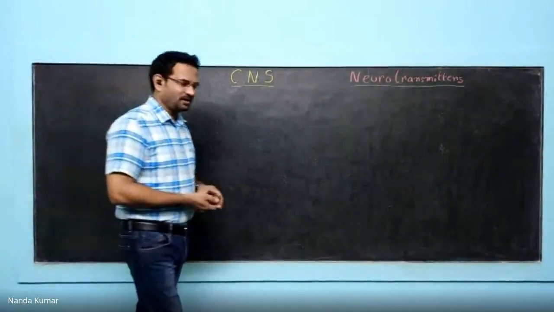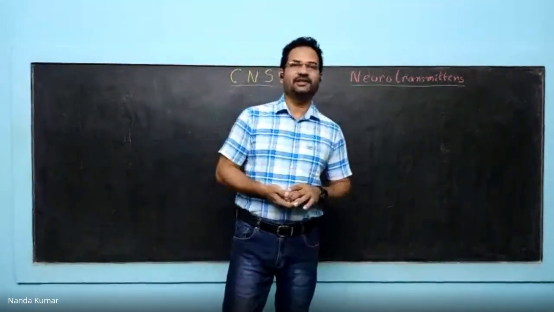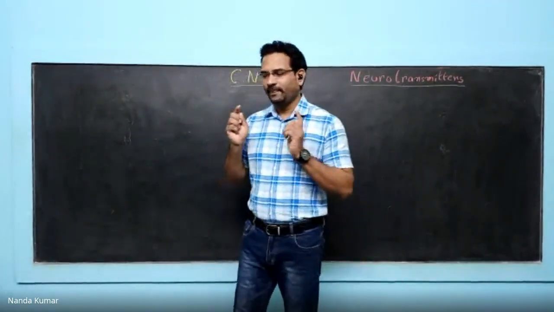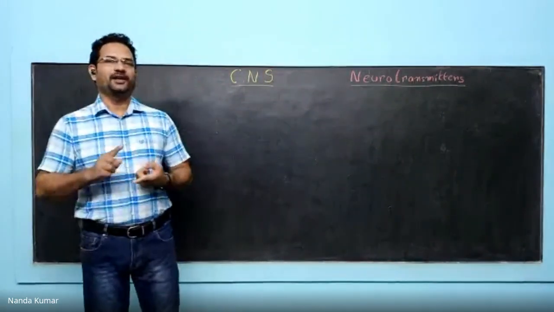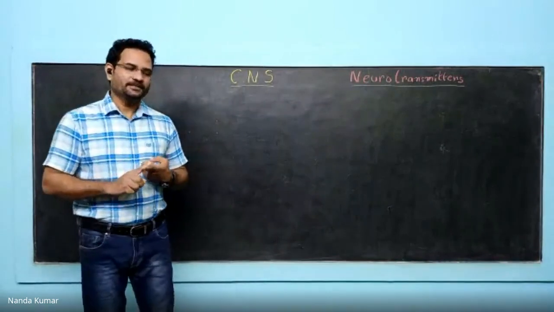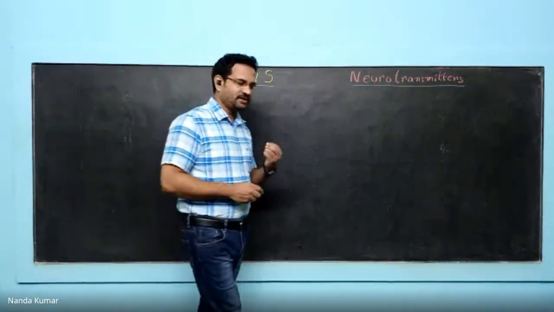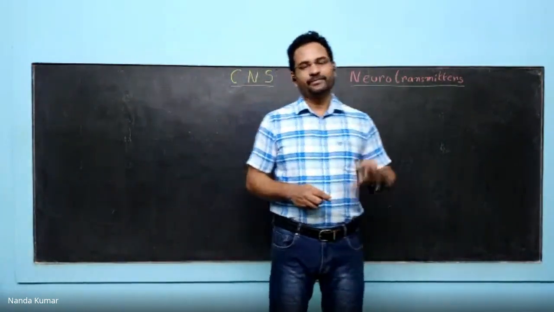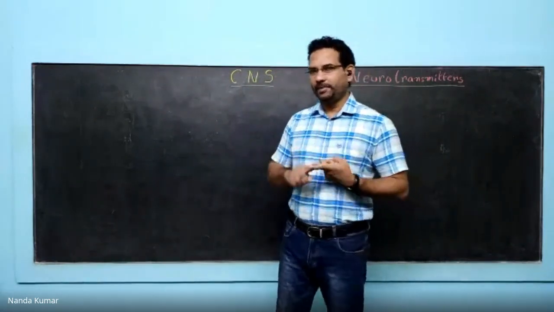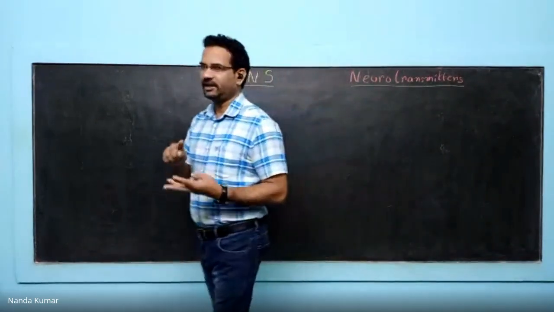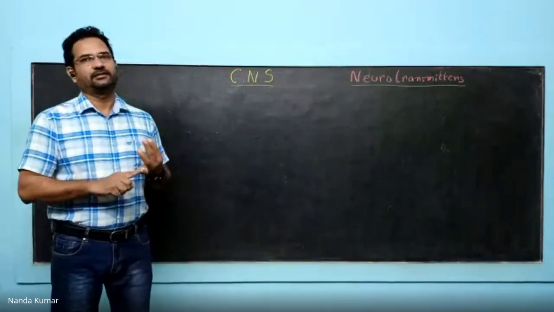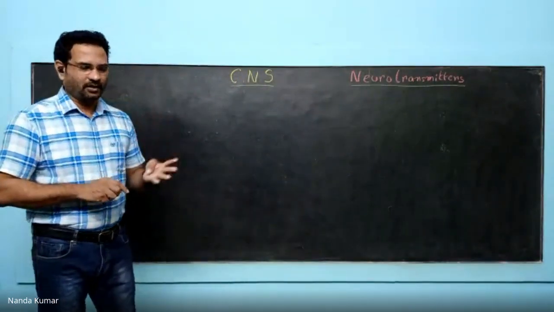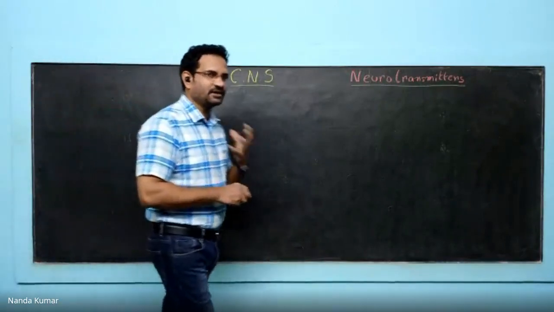We are looking at the CNS introduction. In that, we have seen the brain and spinal cord. In the brain, I have explained the anatomy and physiology of the brain. Especially, I have discussed the four major important parts of the brain. The four major important parts are brainstem, cerebellum, diencephalon, and cerebral cortex.